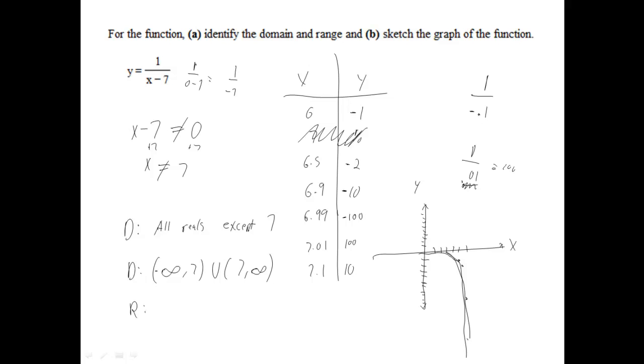If we go on the other side, it's going to have a very similar shape, except it's going to taper up like this. And these are positive values. This is called a vertical asymptote right here. So your domain is everything but 7. Your range goes down to negative infinity and up to infinity. Your range is actually all real numbers.